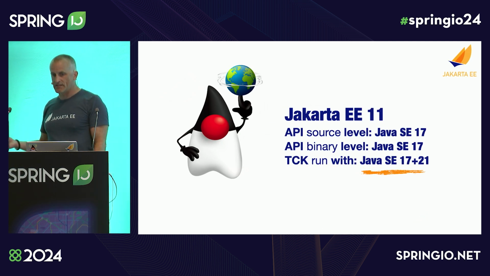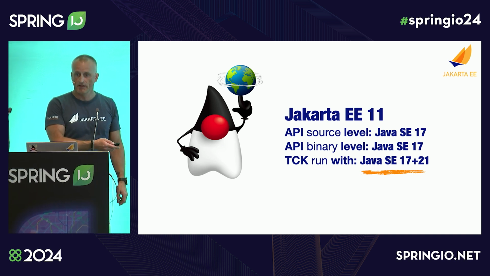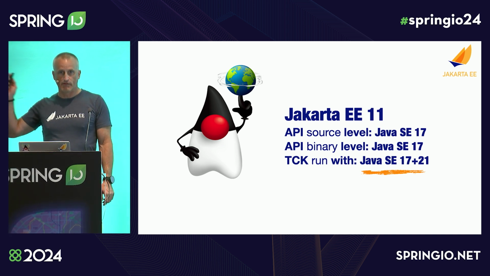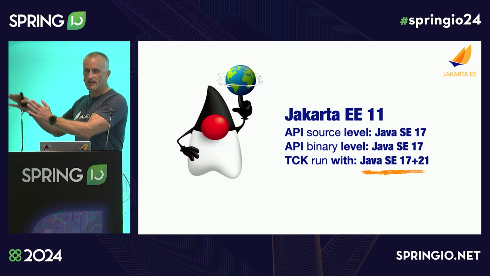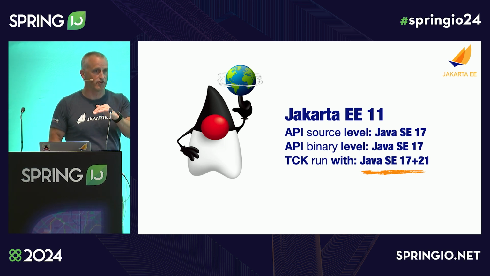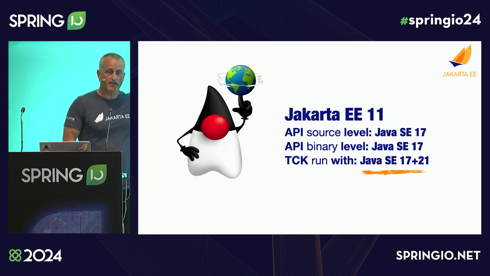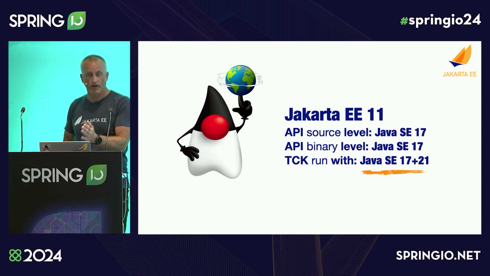Jakarta 11 will be based on Java 17. We had initially decided to go on 21 with this one, but as you saw, 17 is still widely adopted, and we didn't want to make it unavailable for that big group of people. And it would also be a problem for Spring in November to move to the Jakarta 11 specifications, because then you would have to go on 21. And that is probably something you didn't want to do.